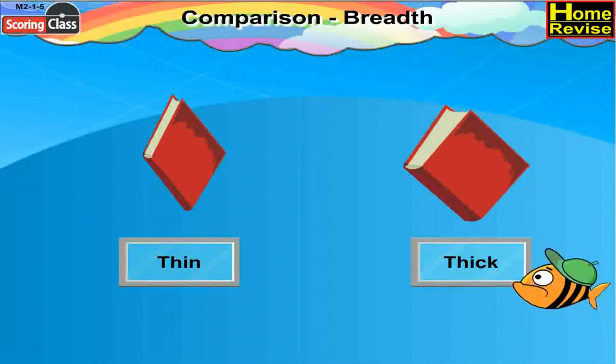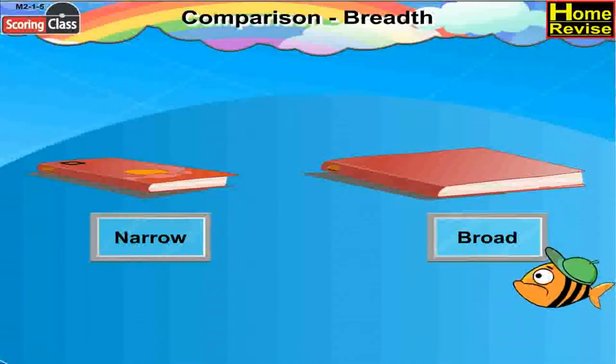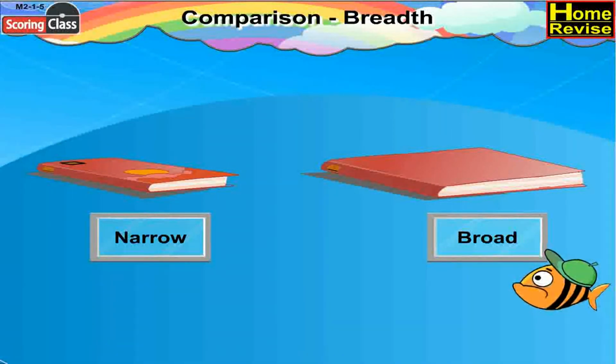Here you'll find edge of books. Kids, if you notice the edge of first book, it is thin. And the edge of second book is thick. Now, here are the books again. If you notice the first book, that is narrow. Second book is broad.